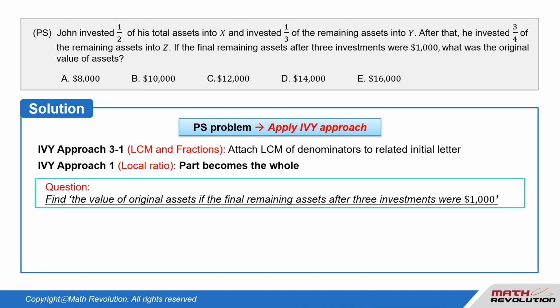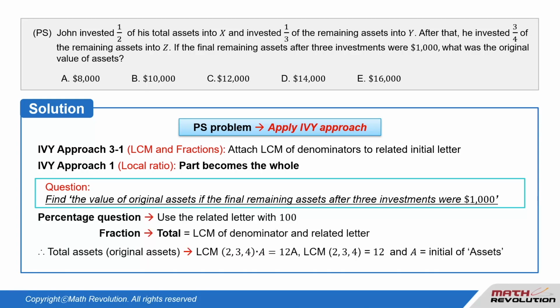We have to find the original value of assets, if the final remaining assets after 3 investments were $1,000. We have seen that when a problem deals in percentage, we use the related letter with 100. Here, we have fractions. So we will take the total as LCM of the denominator multiplied by the related letter.